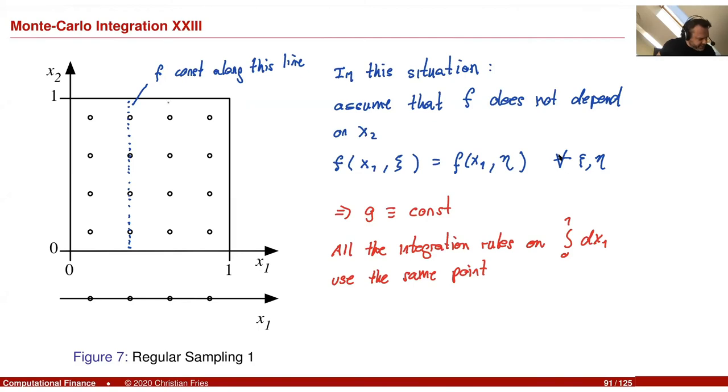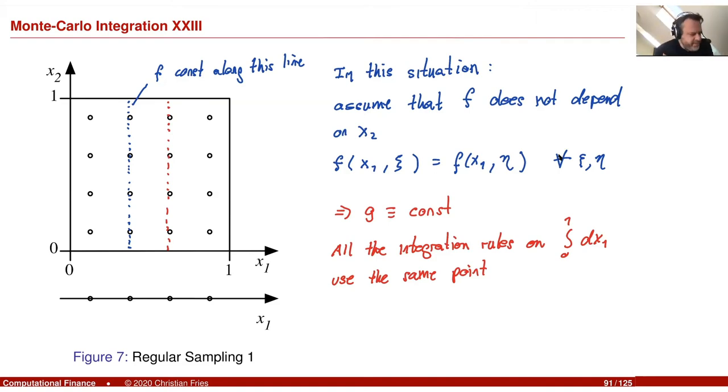Yeah, so all these points here have the same values, and adding just 4 times the same value does not improve the accuracy. Okay, so actually from this example, you see that there's maybe a very simple improvement to have a better integration of this function. And note that this situation is maybe not very uncommon, that you have a function which depends on multiple variables, but actually there's one variable which only influences the function very weakly, or actually does not even influence the function.